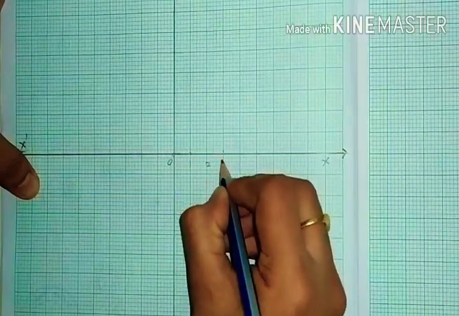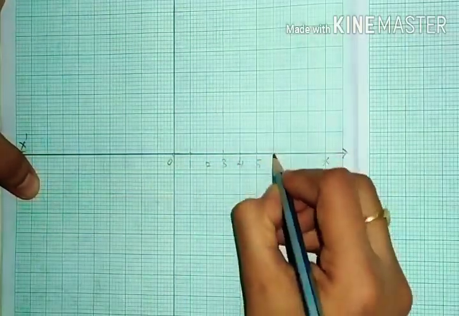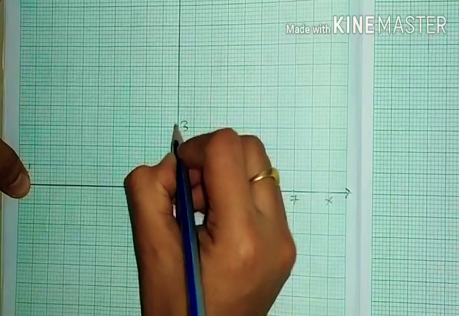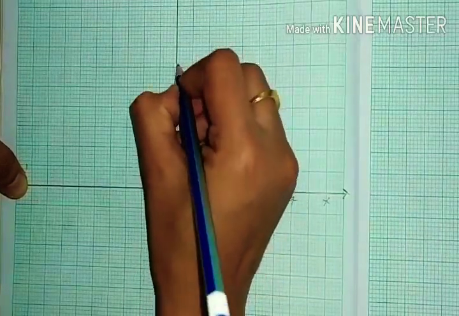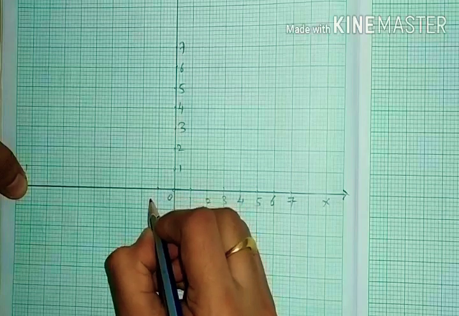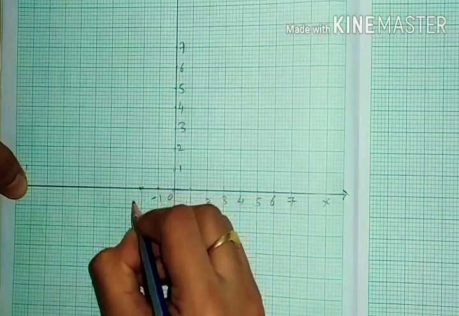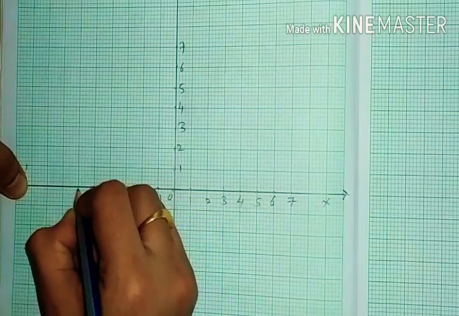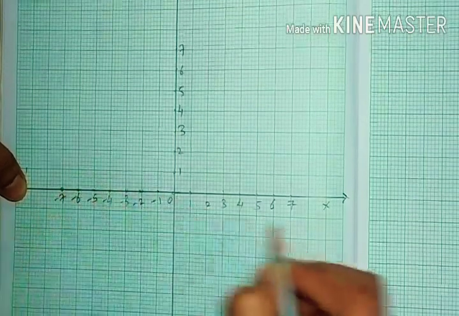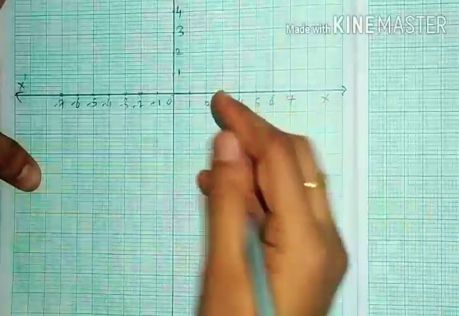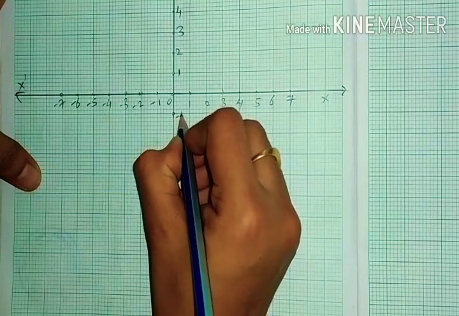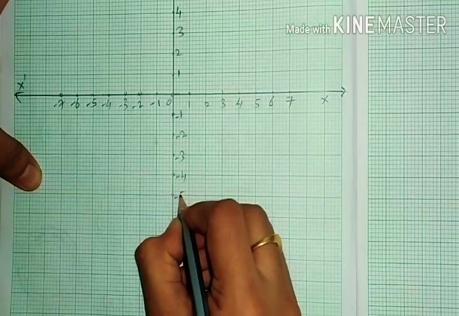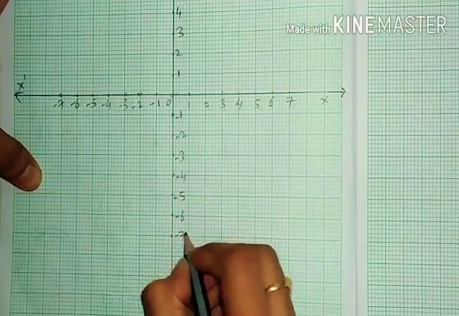1, 2, 3, 4, 5, 6, 7. Here is the negative x-axis. Therefore, we can write -1, -2, -3, -4, -5, -6 and -7. You can write up to wherever you need. You have to see how many numbers you need. -1, -2, -3, -4, -5, -6, -7.